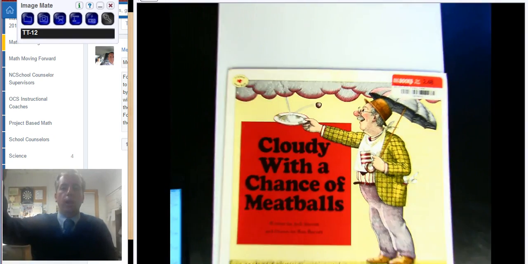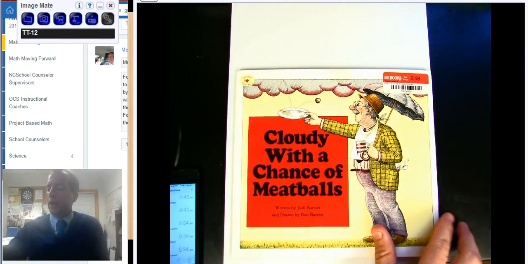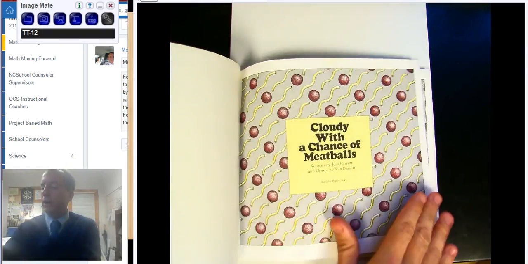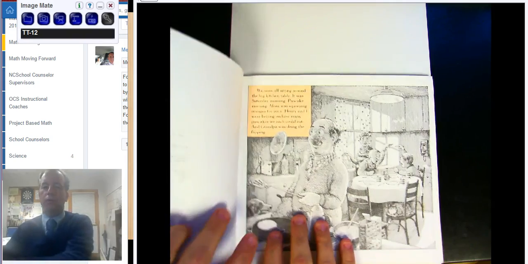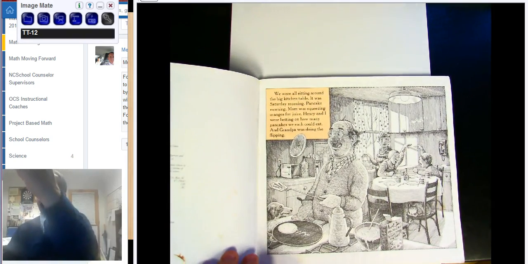So let me zoom out here just a little bit. So this is Cloudy with a Chance of Meatballs by Judy Barrett. And again, this is probably a fairly familiar text for many of you.